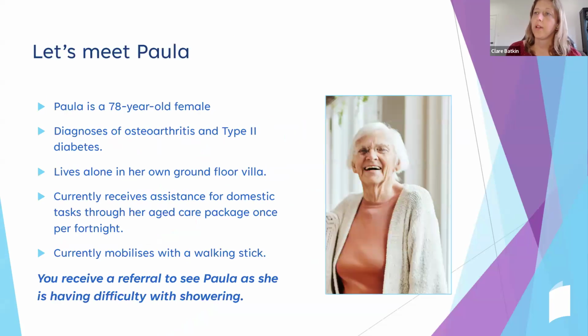But let's meet Paula. Paula is a 78-year-old female. She has diagnoses of osteoarthritis and type 2 diabetes. She lives alone in her own ground floor villa, and she currently receives assistance for domestic tasks through her aged care package once a fortnight. She currently mobilises with a walking stick. So you're a community OT and you've received a referral to see Paula because she's having difficulty with showering. So that's Paula. We're going to keep coming back and discussing her throughout this session.